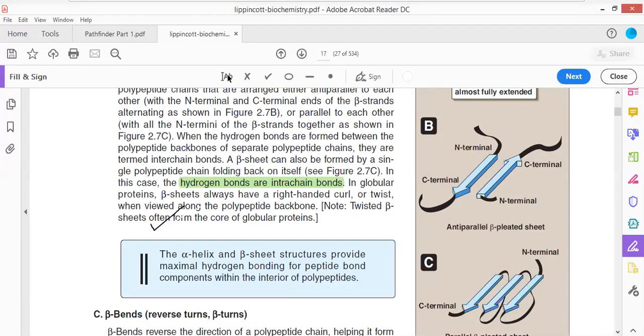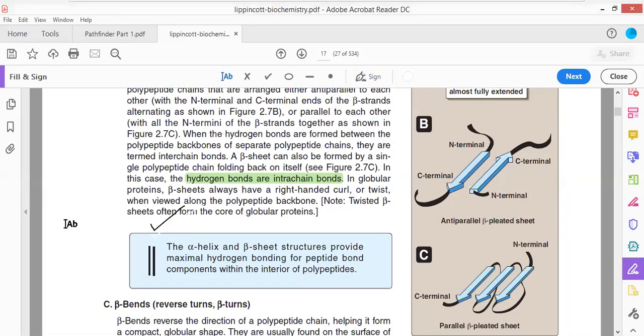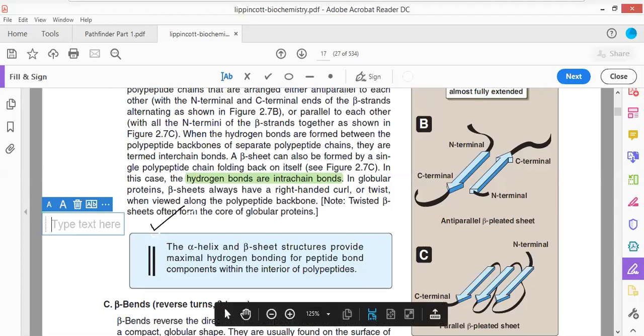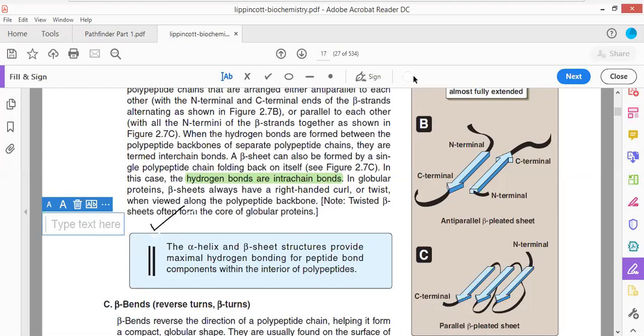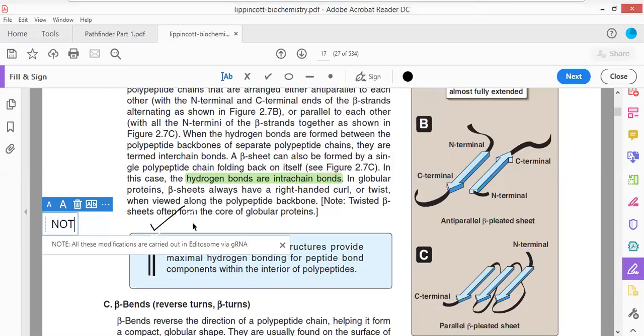Just a second. I'm providing a note here. Please note this down. This is very important. Note. Just wait for a second, selecting the appropriate color. Note.